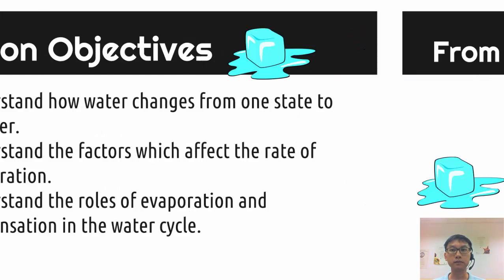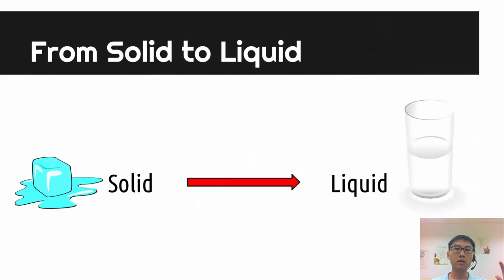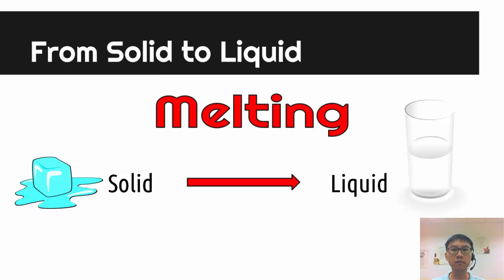Okay? So when water in the solid state, which we call ice, changes to water in the liquid state, which we call water, what is the process called? Yeah, the process is called melting. Okay, and melting occurs at 0 degrees Celsius, and when melting occurs, heat must be gained. So heat gain is involved in melting.